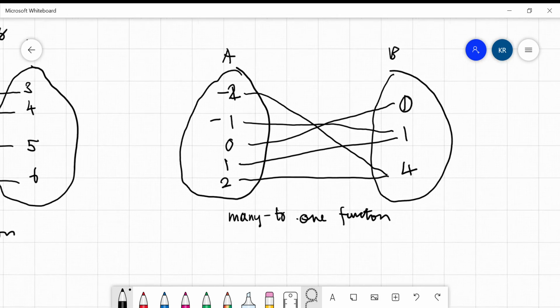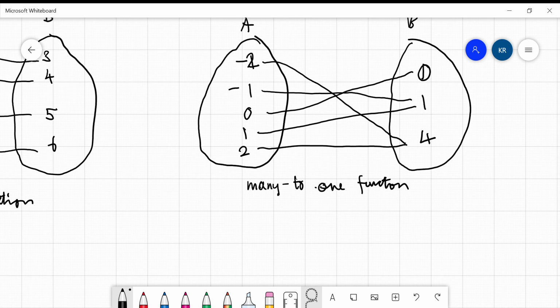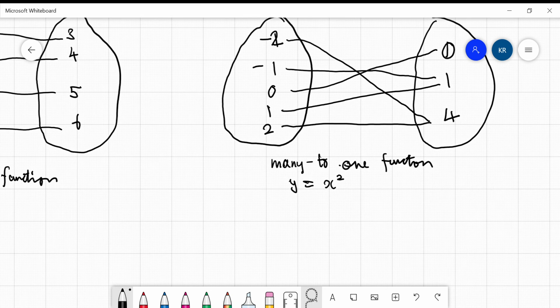Now if we look at the many-to-one function, we can see -2 and 2 map into 4. 4 is the square of -2 and 2. -1 and 1 map into 1. 1 is the square of -1 and 1. And 0 maps into 0, and 0 is the square of 0. So this function is basically y is equal to x squared, which is a many-to-one function.